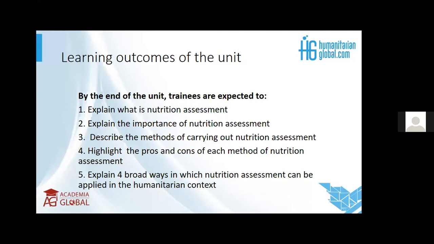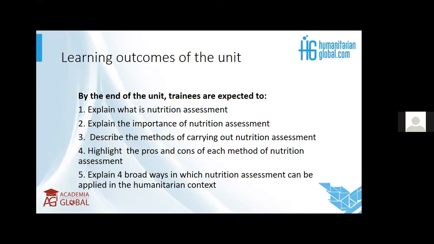Today we are going to be looking at the nutrition assessment, which is one of the key areas in nutrition and dietetics practice. Feel free to inquire about anything that you do not understand. I hope that we are going to have an interactive session. So maybe we can begin.